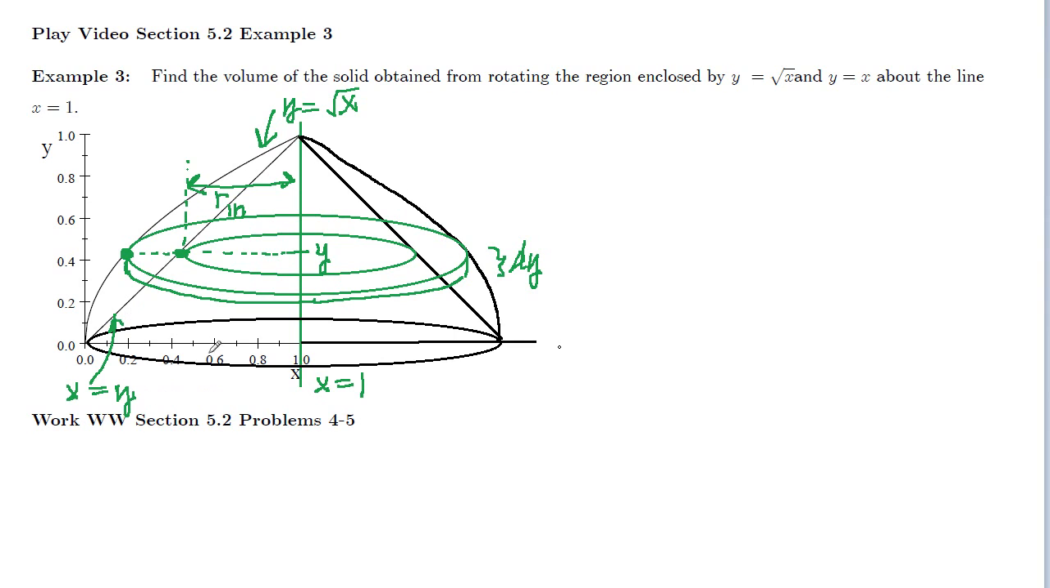But since we're rotating around an x constant line and we're adding our washers up in the y direction, we're going to write the line as x equal y, and we want to write our radius in terms of y. So the right-hand side x-coordinate is 1, and the left-hand side is y. So this distance is going to be 1 minus y.